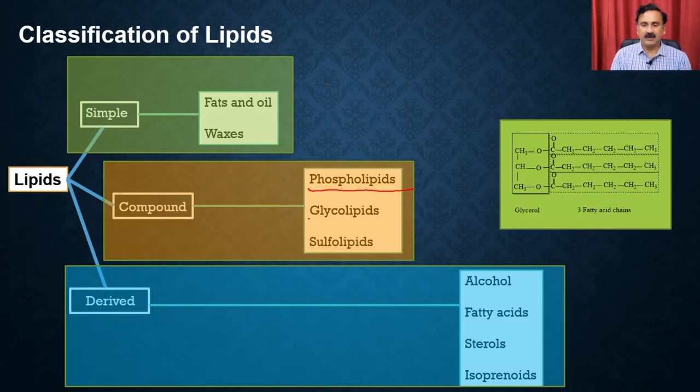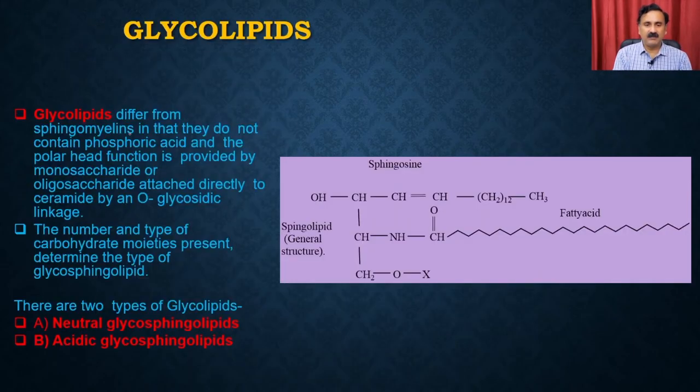Then we can also discuss the glycolipids. Glycolipids differ from the sphingomyelin in that they do not contain the phosphoric acid, and the polar head function is provided by the monosaccharides or the oligosaccharide attached directly to the ceramide by an O-glycosidic linkage. And so this is what you see, and the number and the type of carbohydrate moieties present determine the type of sphingolipids. There are two types of glycolipids: neutral glycosphingolipids or acidic glycosphingolipids.